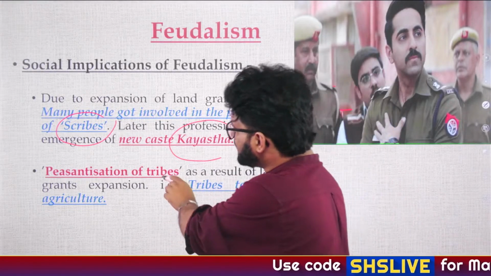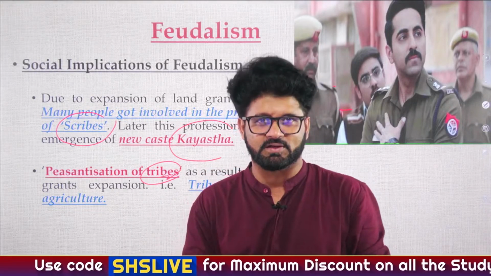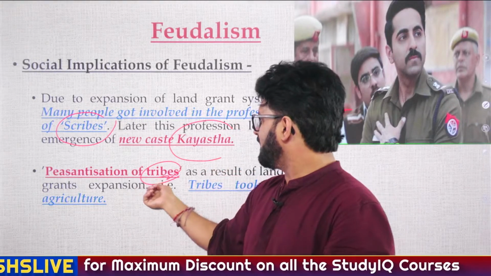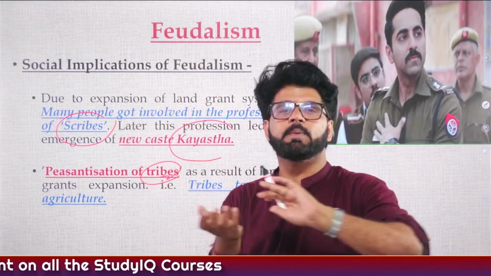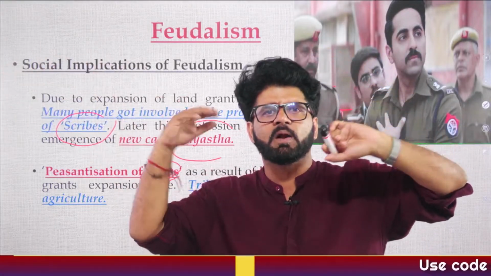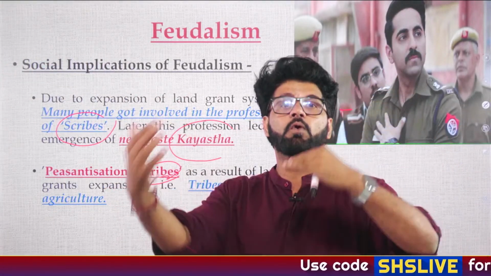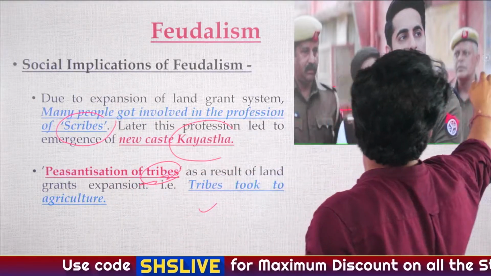So, peasantization of tribes. People are looking for more and more people to do agriculture. Agriculture has become that important, and tribal people are also involved in agriculture to a large extent. Generally, what do tribal people do? Shifting cultivation, jhum cultivation, pastoralism, hunting, gathering. But here they are being forced to become peasants, and that is peasantization of tribes.